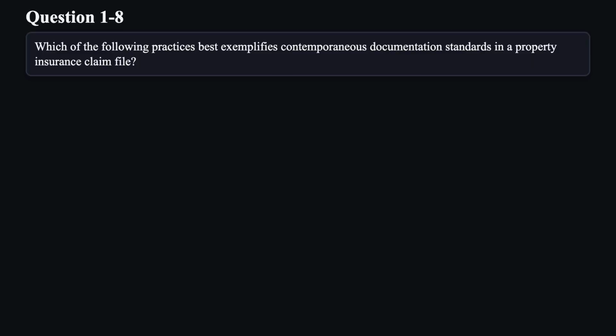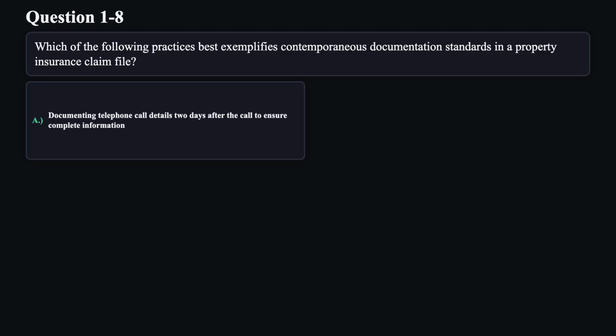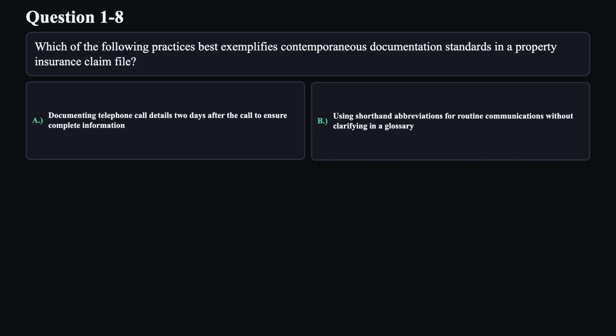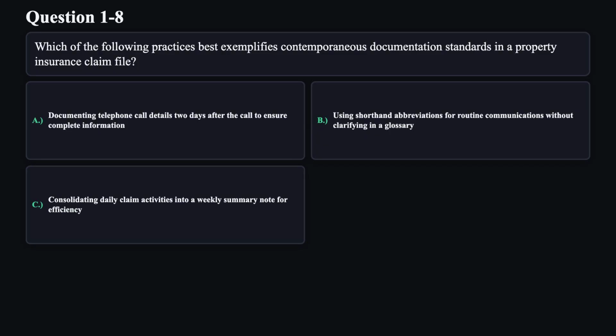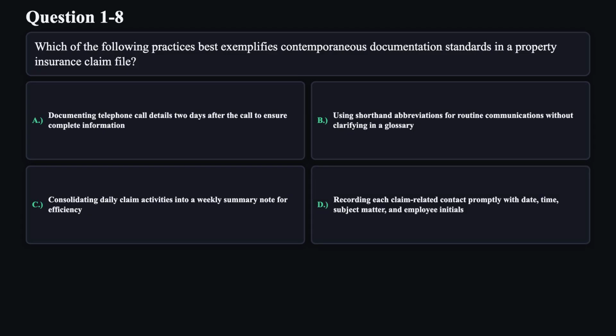Question 8. Which of the following practices best exemplifies contemporaneous documentation standards in a property insurance claim file? A. Documenting telephone call details 2 days after the call to ensure complete information. B. Using shorthand abbreviations for routine communications without clarifying in a glossary. C. Consolidating daily claim activities into a weekly summary note for efficiency. D. Recording each claim-related contact promptly with date, time, subject matter, and employee initials.